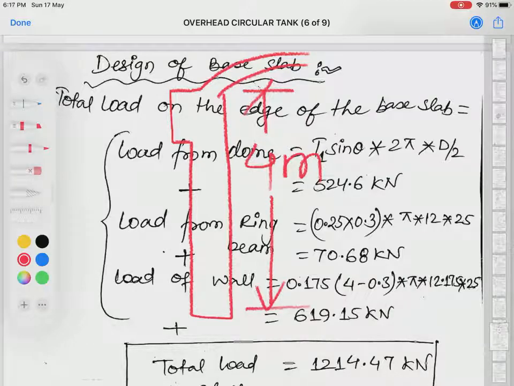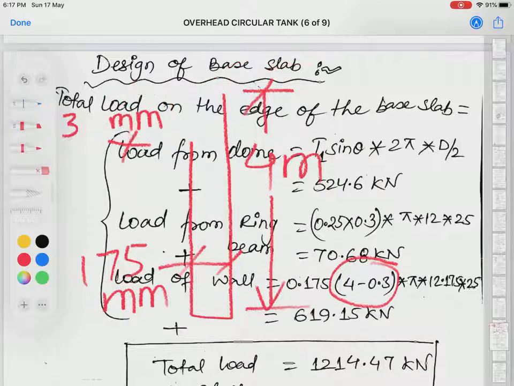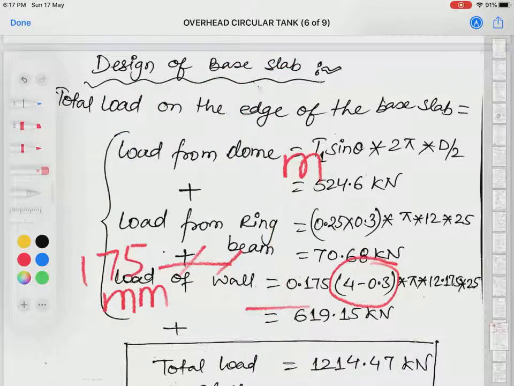But out of this 4 meter, 300 mm is the depth of the top ring beam. So we have already calculated the self weight of the top ring beam, so we do not need to consider that self weight again. So we have reduced here 4 minus 0.3 meter, and thickness of this tank wall is 175 mm. So we have just multiplied it by 0.175.